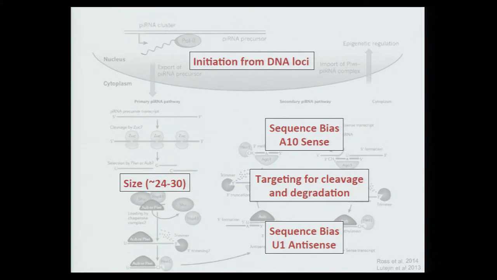The second difference I've already kind of illustrated is that there's a size difference between the small RNAs. And for the piRNA pathway, once the piRNAs have matured, we see a sequence bias where piRNAs that are antisense relative to their targets have a bias for a U at the one position, and sense-stranded piRNAs have a bias for an adenosine at the 10 position. And this has to do with this kind of complex mechanism of biogenesis that relies on overlap of 10 nucleotides between the two. But ultimately, mature piRNAs act very similarly to siRNAs. They're loaded into an Argonaute-type protein, and they target complementary single-stranded RNAs for cleavage and ultimately degradation.